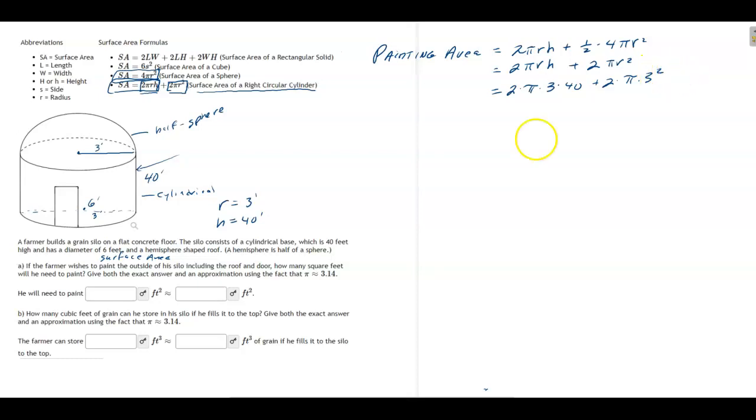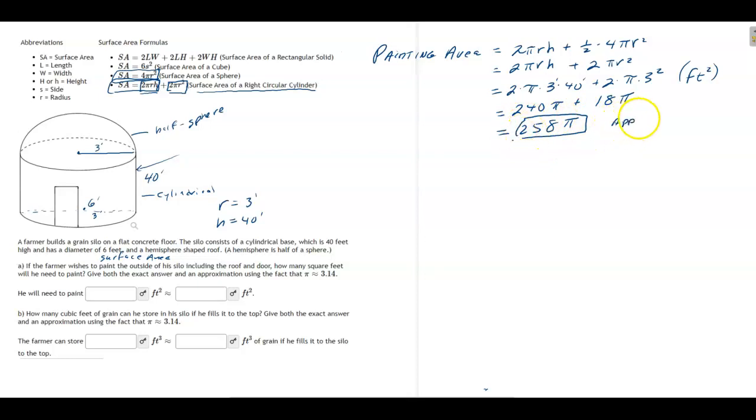Now these are all in feet. So this really would be 3 feet times 40 feet, and that's what's going to give us square feet for our unit at the end. So 2 times 3 is 6, and 6 times 4 is 24, and tack on a 0 for 40, so that's 240 pi. And then 2 times pi times 3 squared. Now 3 squared is 9, and 2 times that is 18, so that's 18 pi. So that gives us 258 pi. Take yourself a moment and calculate that. So this is our exact answer.